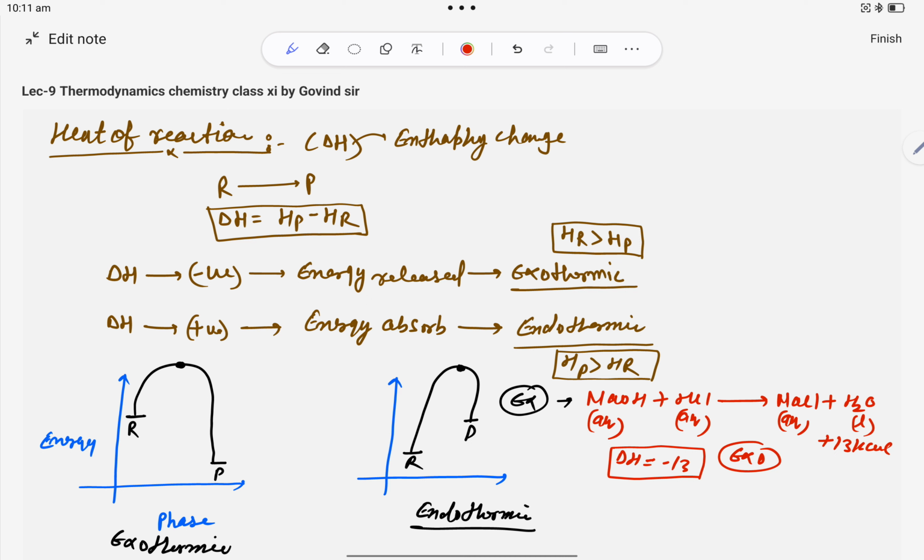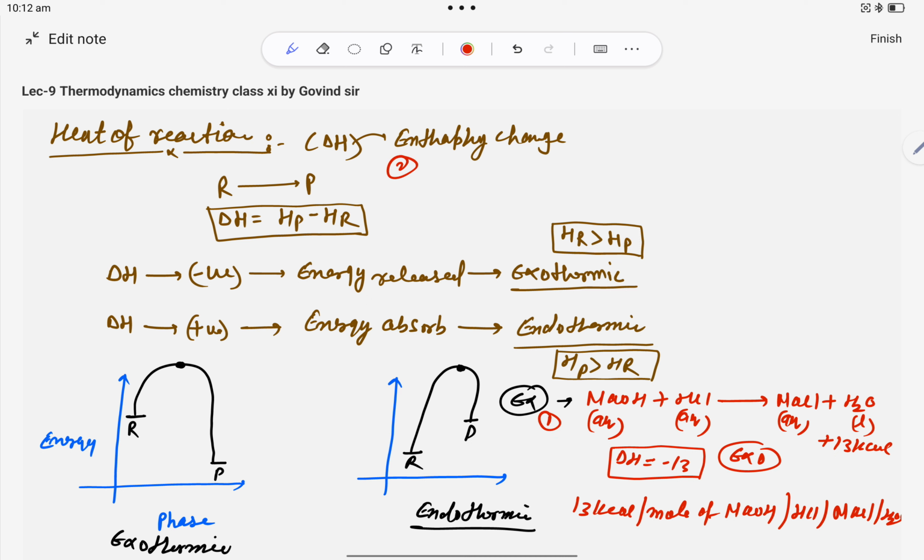What exothermic? You can write 13 kilocalorie per mole of NaOH, because everyone is one mole, or per mole of HCl, or per mole of NaCl, or you can say per mole of H2O also. Okay, that is the meaning. Same time, this is the example number 1.